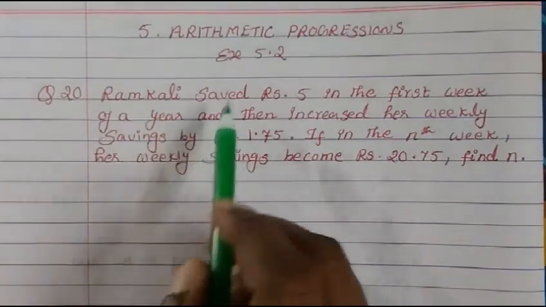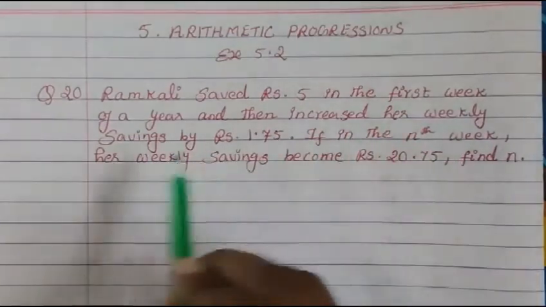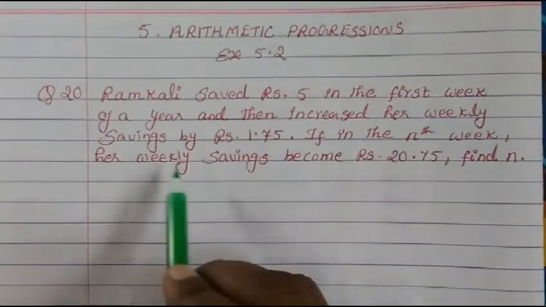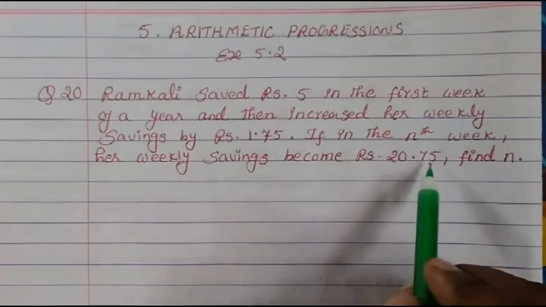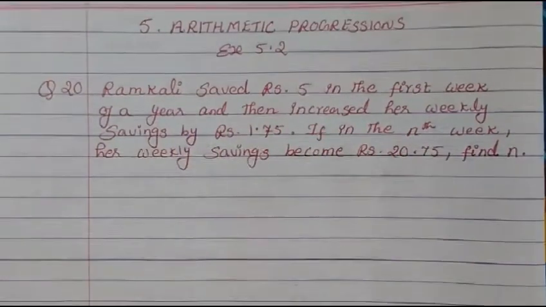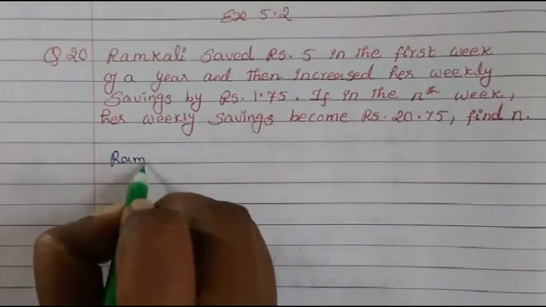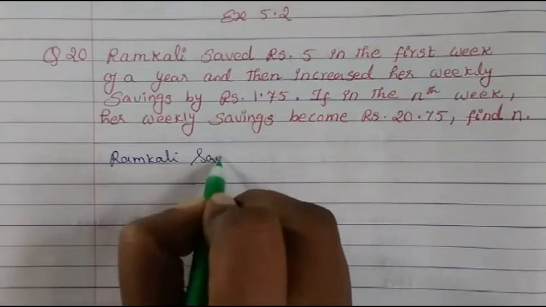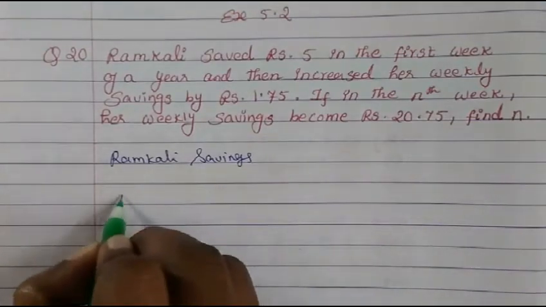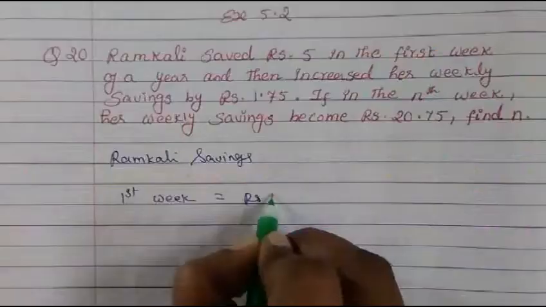So Ramkali saved rupees 5 in the first week of a year and then increased her weekly savings by rupees 1.75. If in the nth week her weekly savings become rupees 20.75, find n. So let's see the first week how much saved. Ramkali's savings, because we are going to write every week. So Ramkali's savings in the first week is rupees 5.